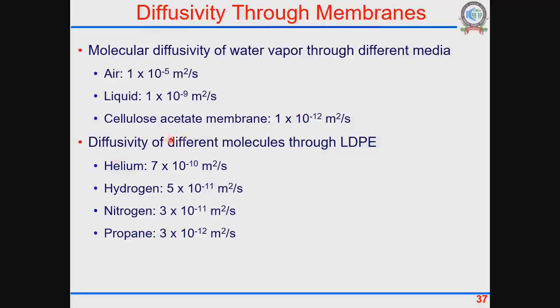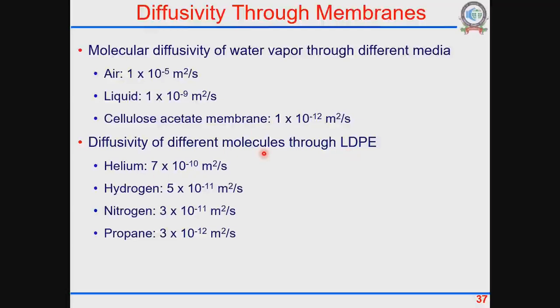Just to give you an idea, here is the diffusivity of different molecules diffusing through a low density polyethylene membrane. Obviously you will expect that the smaller the size of the molecule, the higher the diffusivity. So helium 7 into 10 raised to minus 10, hydrogen 5 into 10 raised to minus 11, nitrogen 3 into 10 raised to minus 11, propane 3 into 10 raised to minus 12. So diffusivity depends on the solute that is diffusing as well as the membrane through which it is diffusing.